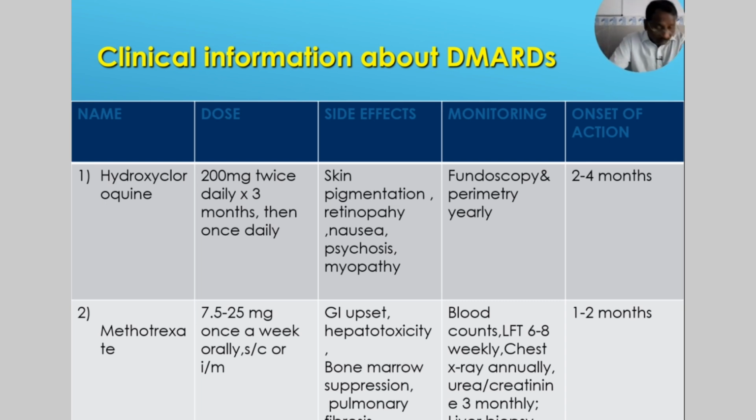Methotrexate. 5 mg is available, 7.5 mg, 10 mg, 15 mg, 20 mg, and even 25 mg is available. Depending on the body weight and the severity of the rheumatoid arthritis, I usually start with 15 mg in most individuals. Some people I start with 10 mg, some with 7.5 mg, but my maximum dose is mostly 20 or 25 milligrams a week. Side effects are gastrointestinal upset, hepatotoxicity, bone marrow suppression, and pulmonary fibrosis.